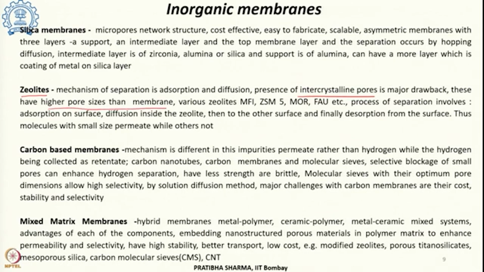Now there are different zeolites which can be used, like MFI, ZSM5, MOR or FAU. These are the different zeolite membranes which can be used. The process of separation is first an adsorption that takes place on the surface of these membranes, then there is a diffusion inside the zeolite membrane. After the diffusion, when it reaches the other side of the membrane, onto the other surface, it finally gets desorbed from the surface.